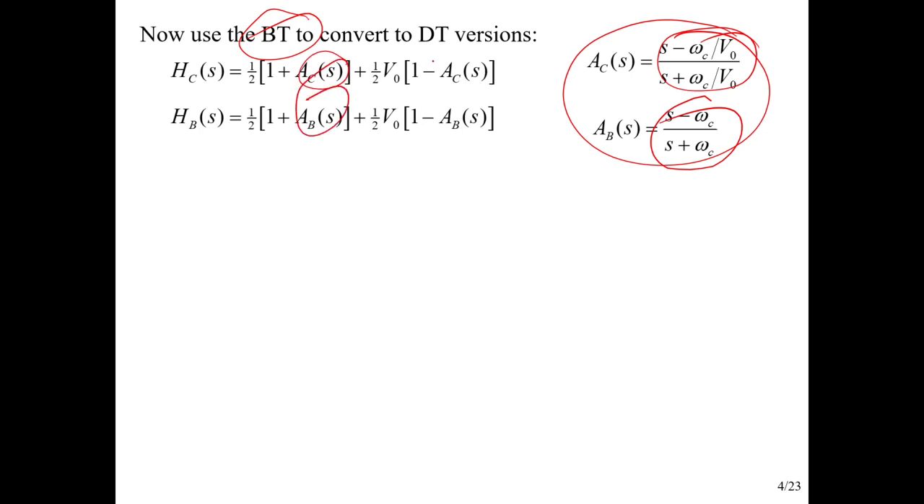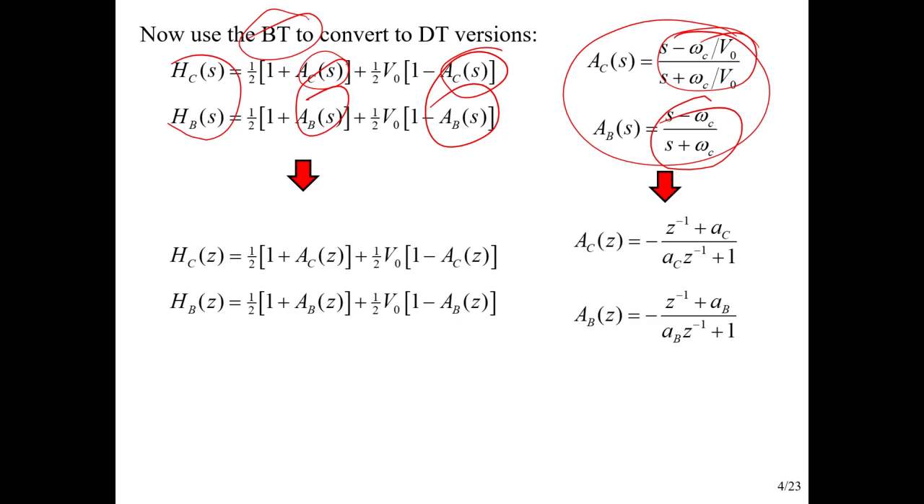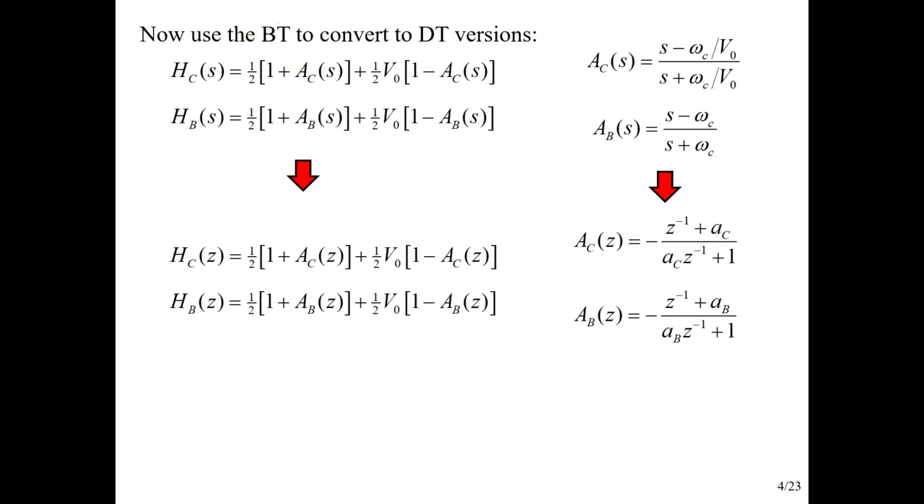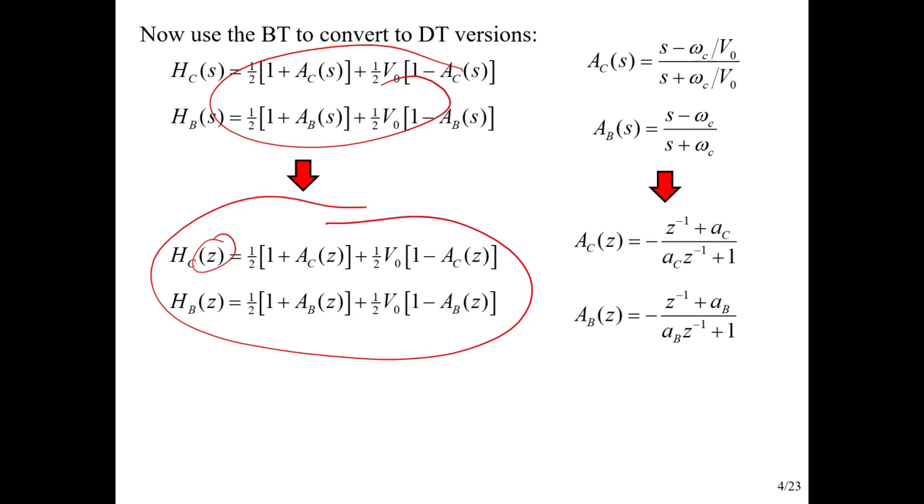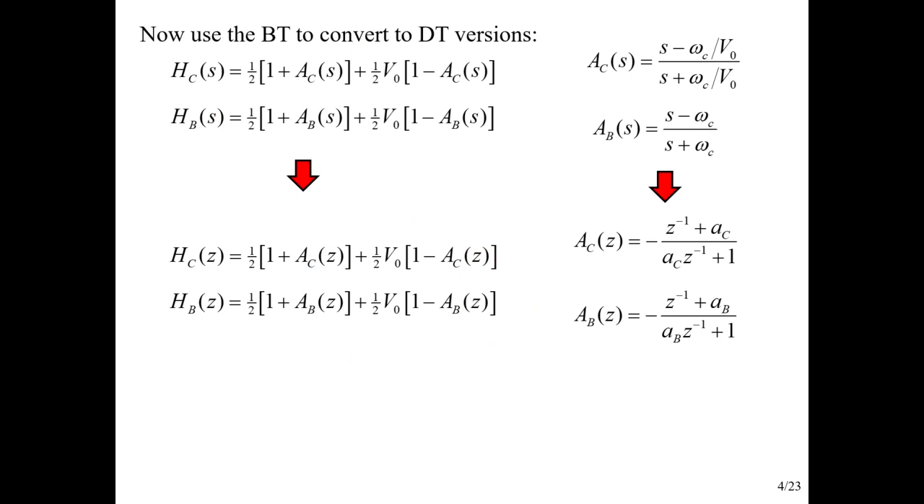That will convert all of these into discrete time, and that will convert those into equivalent discrete time. So there they are. Going from here down to here is literally just changing the S variable to the Z variable. But now what's important is we have to figure out what these coefficients are. And you'll notice that those two have the form of a discrete time all-pass filter. And for that matter, these had the form of a continuous time all-pass filter.